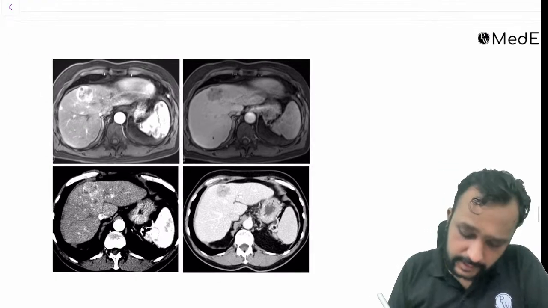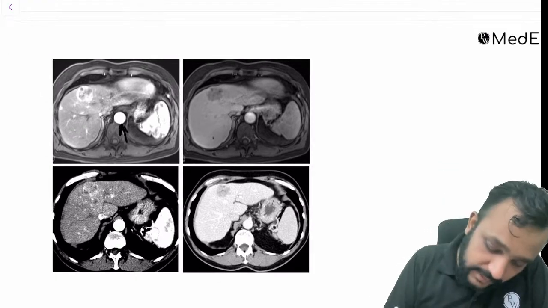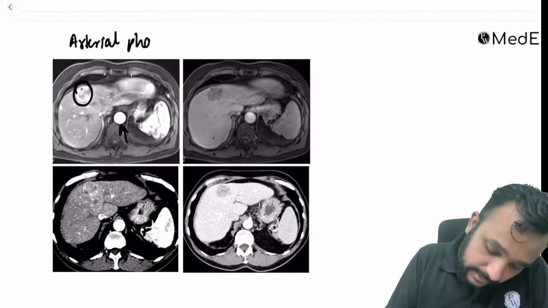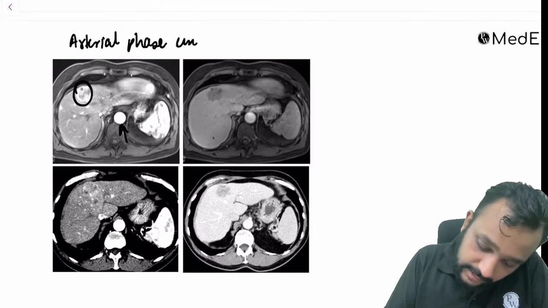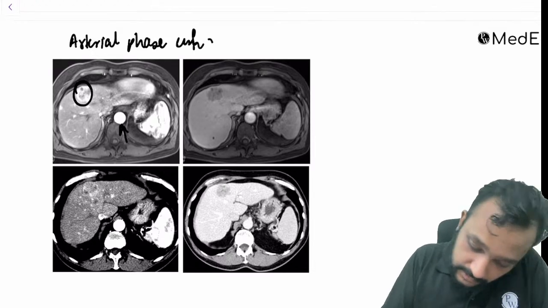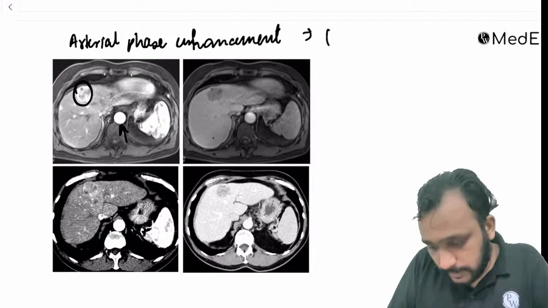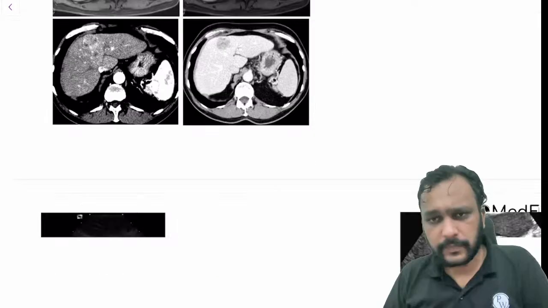And here in this arterial phase image, we can see that this lesion is showing arterial phase enhancement. This arterial phase enhancement is seen in patients with hepatocellular carcinoma, right?